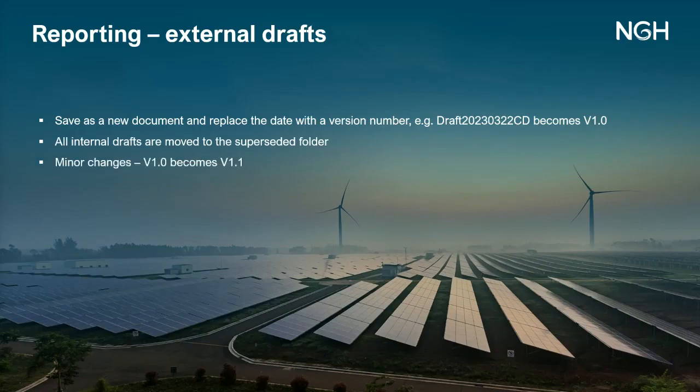If the client requests some minor changes, open the document, click Save As, and change version 1.0 to version 1.1. Version 1.0 is moved to the superseded folder. Activate Track Changes prior to making the changes. If the client requests major changes, the document will be named version 2.0 rather than version 1.1.